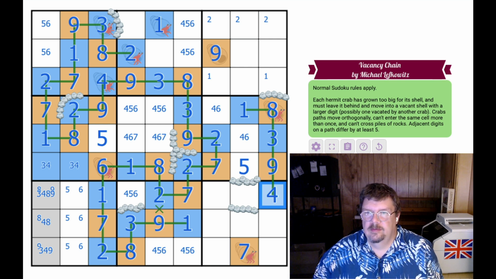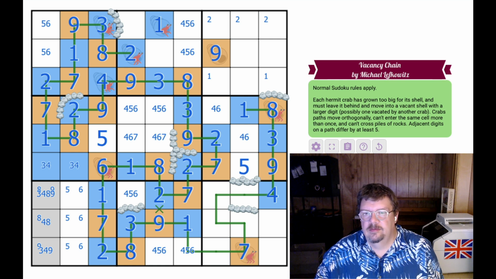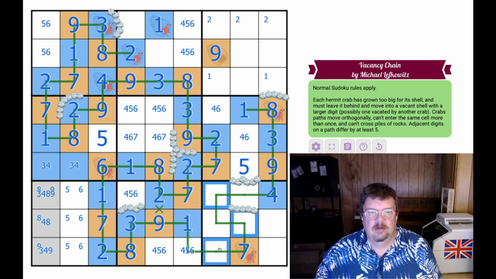In order for that to continue, it has to go like this. It has to do that. This is still trying to get into here, so it has to go that way. It can't go all the way around because we know that this is coming this way. This has to go up because I need a 5 to put in here. Okay, let's mark those. That's low digits.